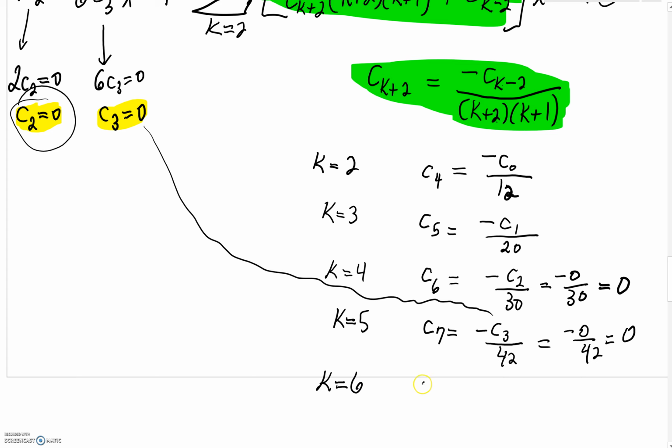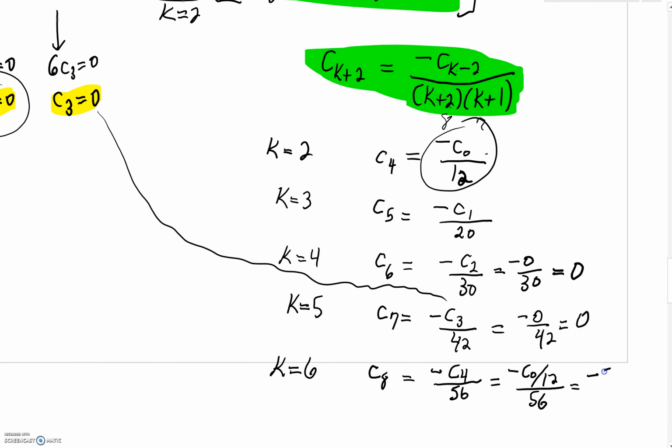k equals 6, you'd get c sub 8, right? 6 plus 2. And then 6 minus 2 is a 4, so we'd get negative c sub 4. And down below, 6 plus 2, you'd get an 8, and 6 plus 1 is a 7, and 8 times 7, of course, is 56. But, look, I know what c sub 4 is. It's negative c sub 0 all over 12 all over 56. And guys, right now we could clean this up just a little bit more. 12 times 56, wow, well, look at it this way.